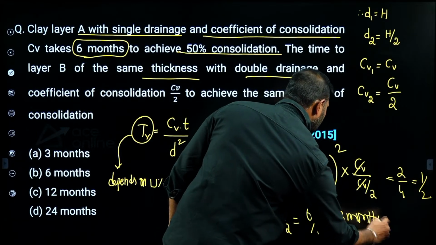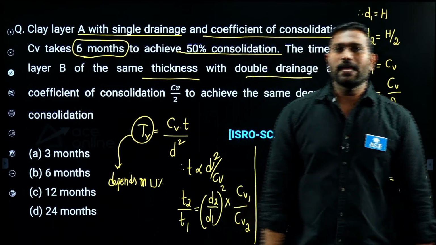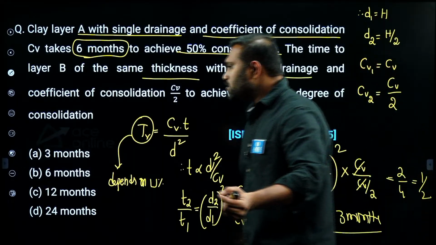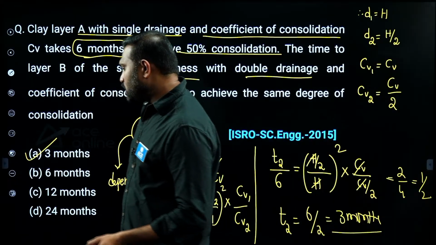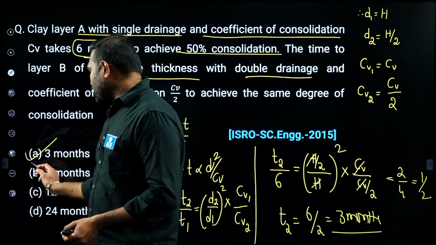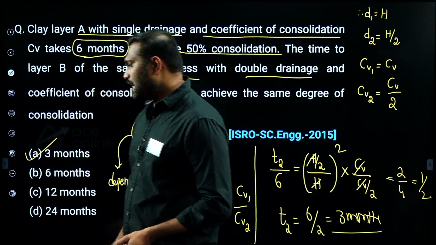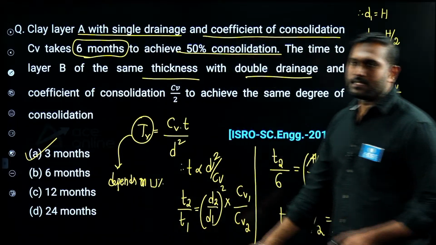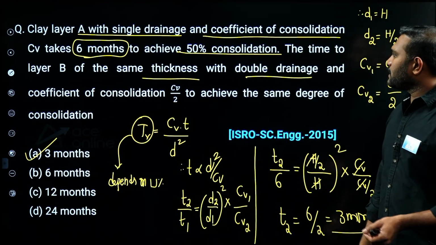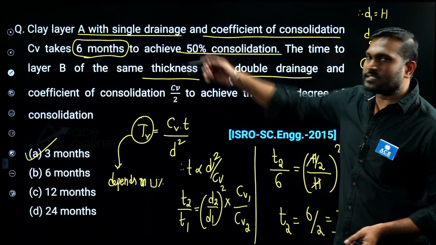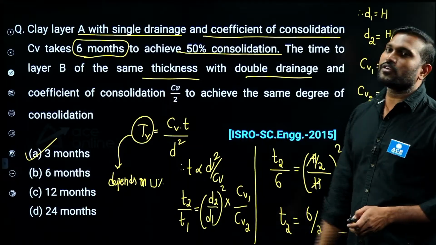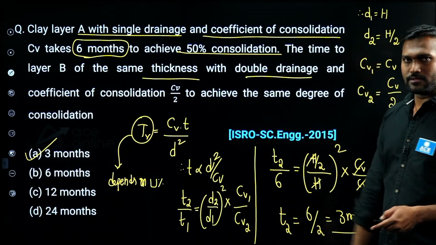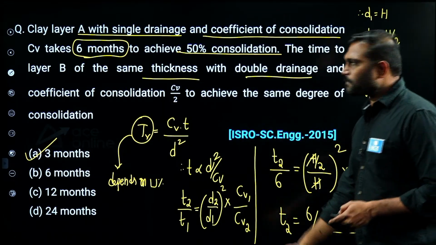So the time required for the clay layer to achieve the same degree of consolidation is how many months? It's going to be 3 months. So somebody is saying option D. No, it's not option D. The correct answer is option A, 3 months. Please have a look. So somebody thinks that, okay, that's a single drainage 6 months, it's a double drainage 1/4. No, it's not like that. There is a change in the coefficient of consolidation also. You have to approach like this. The correct answer is option A.